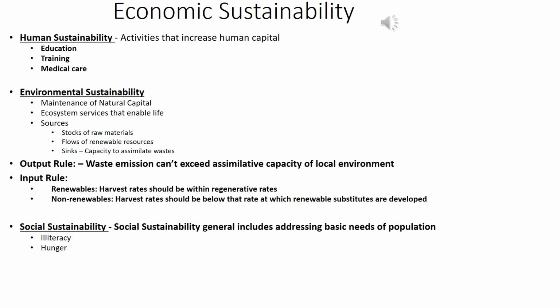Economic sustainability consists of human sustainability, which includes education of people, training so they can make money and contribute to society, as well as providing proper medical care. Environmental sustainability, so we don't overuse our resources and cause living resources to go extinct. And social sustainability, eliminating illiteracy and hunger, so that people can read, which means they can work and they won't be hungry.